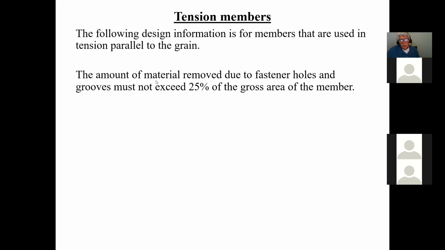Now, the amount of material removed due to fasteners and grooves must not exceed 25% of the gross area of the member. So what they're saying here is, if I happen to have a member here and I need to make a hole for whatever reason, that hole cannot take away more than 25% of the area of the member.